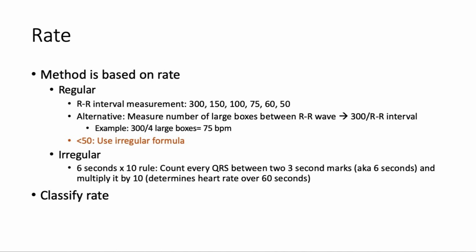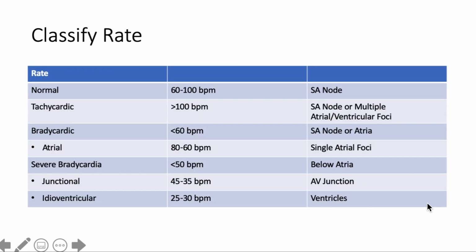Now the other method is what you're going to use for either irregular beats or less than 50 beats per minute. It's the 6x10 rule is what I call it. So either you can find two 3-second marks and times it by 10, or you can see that the bottom strip on most EKG papers is going to be 10 seconds long, so you can multiply it by 6.